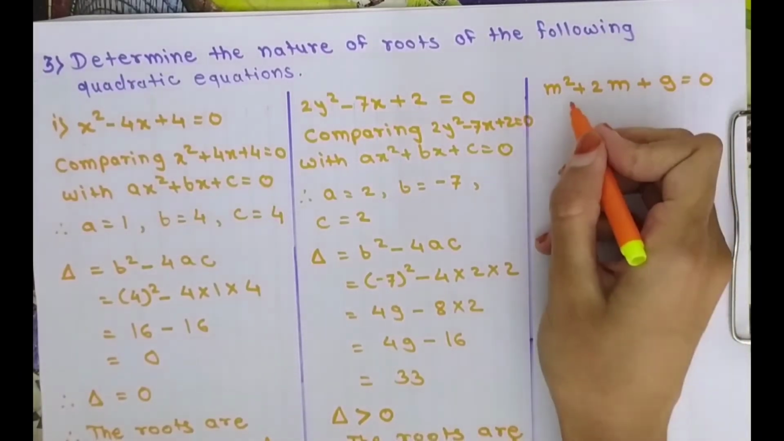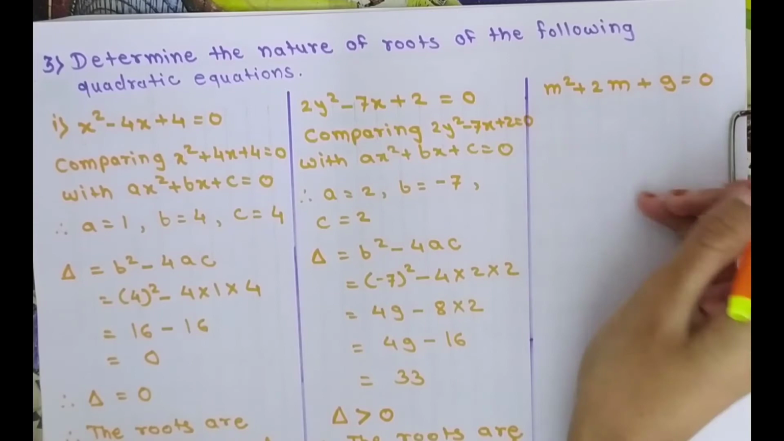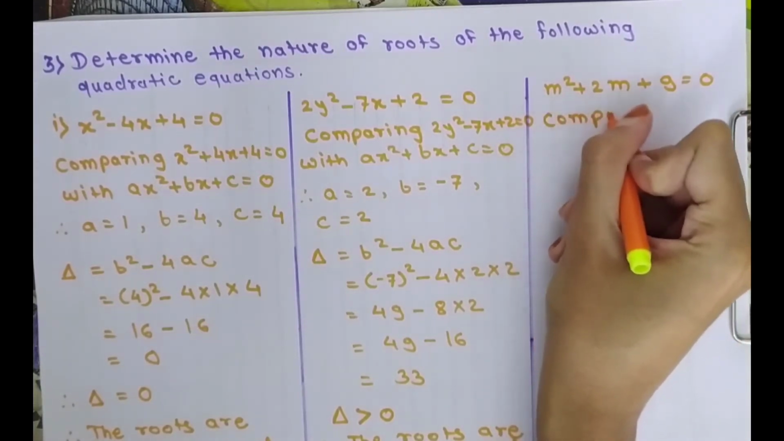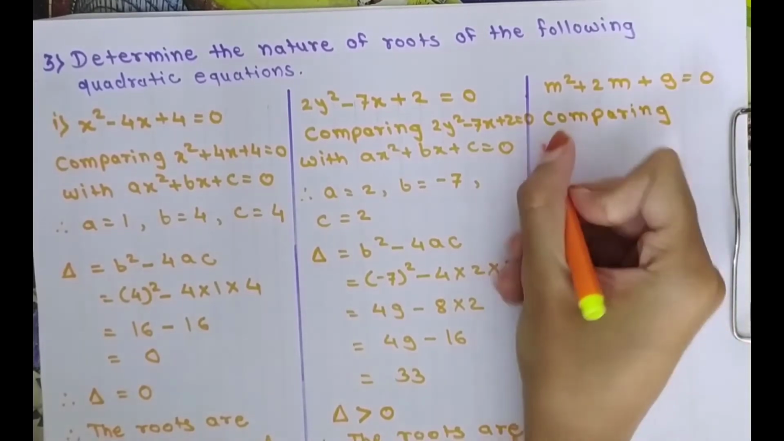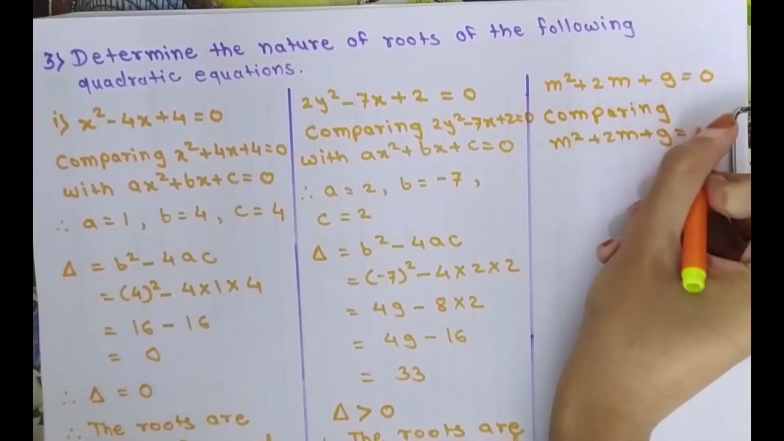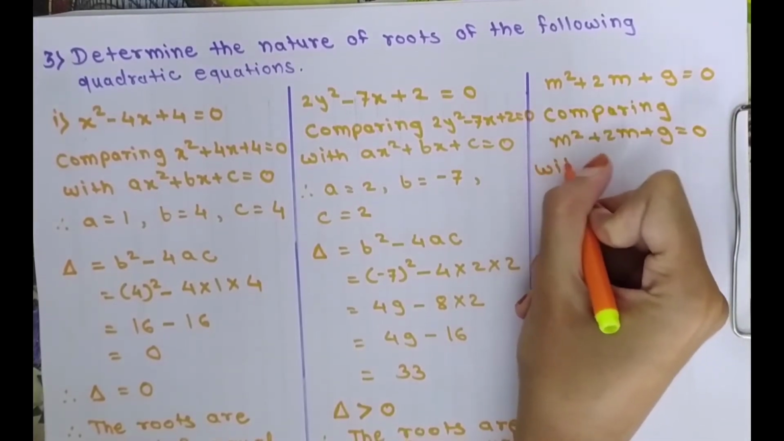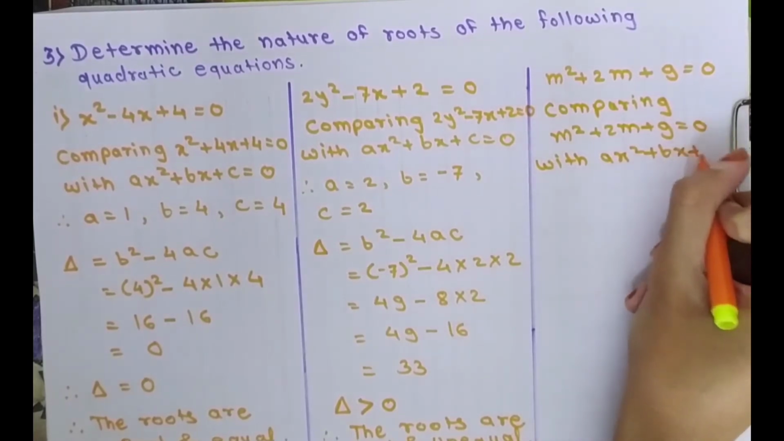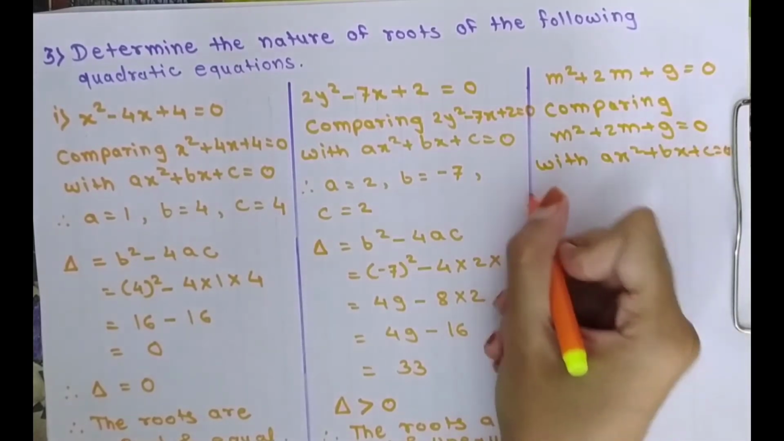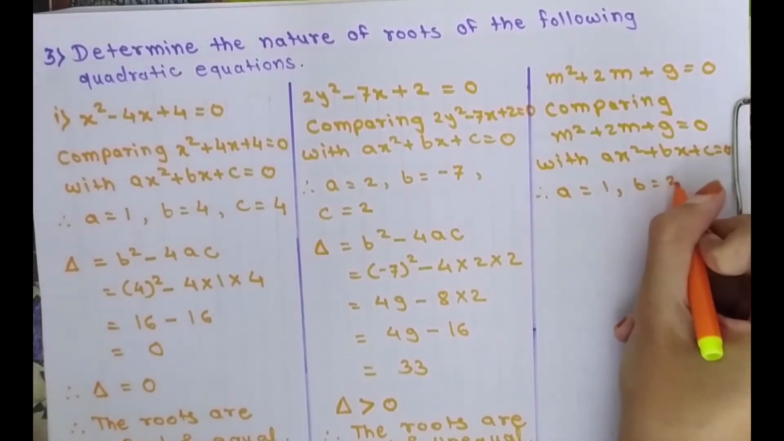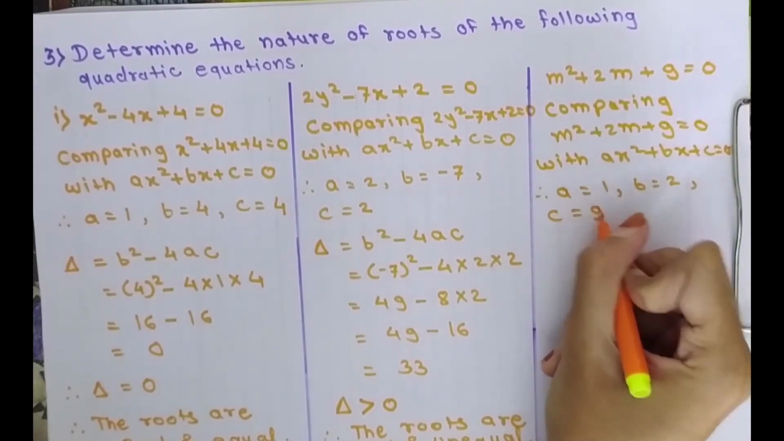The third question is m square plus 2m plus 9 is equal to 0. So, comparing m square plus 2m plus 9 is equal to 0 with ax square plus bx plus c is equal to 0. Therefore, a is equal to 1, b is equal to 2 and c is equal to 9.